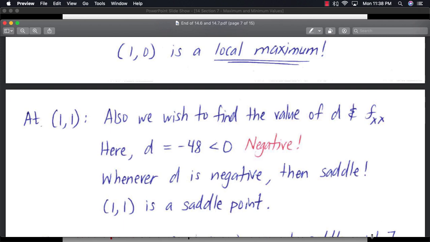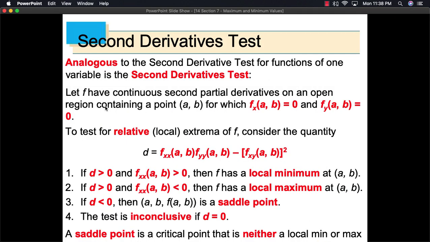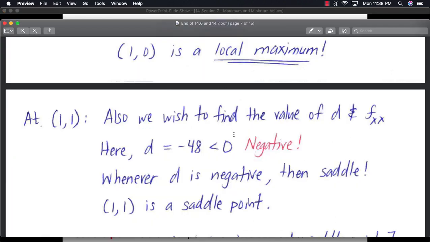So let's take a look at 1,1. So again, we want to find the value of D and the second derivative with respect to x. Now, if you were to plug in 1,1 into the formula from the previous page, here it is right here, if you were to plug in 1,1 to where you see AB, well, according to this particular problem, we end up getting negative 48 out of it, which is a negative number. So because we get negative out of it, it's nice because according to my rules, whenever D is negative, then it's immediately a saddle point, and we can move on.